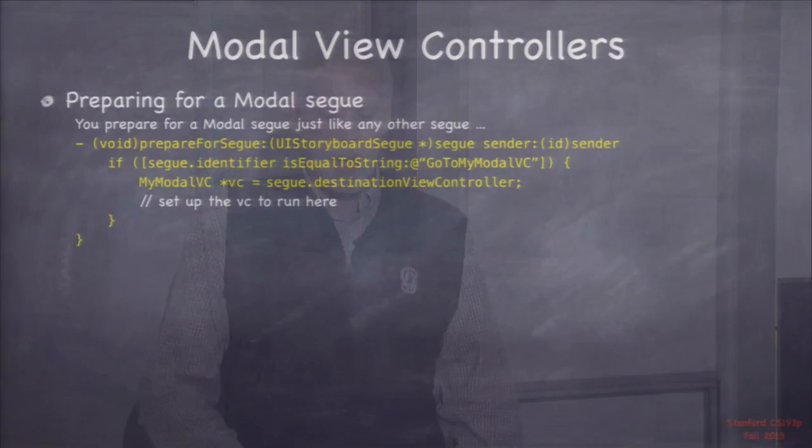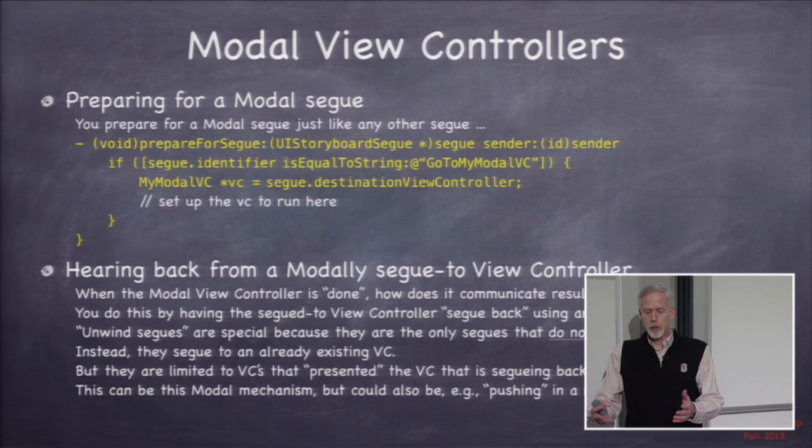So it's normal to prepare. What does a prepare look like? It looks like any other prepare for segue, right? You get the destination controller, maybe you check the identifier, you see what class it is, you set up, you prepare by passing whatever public API that view controller wants.